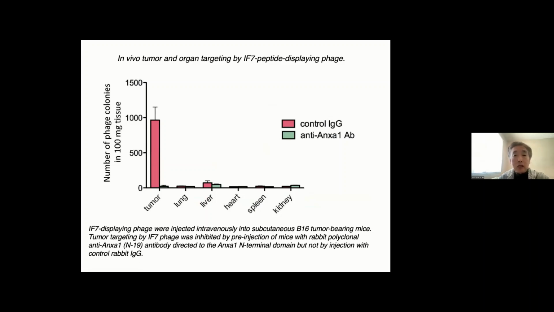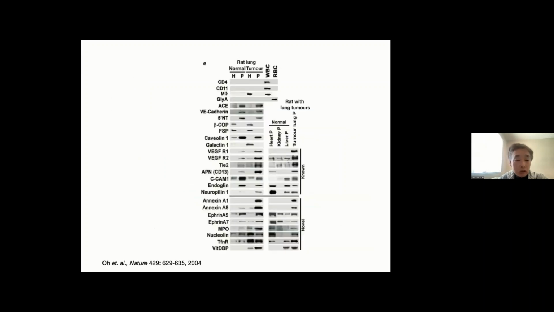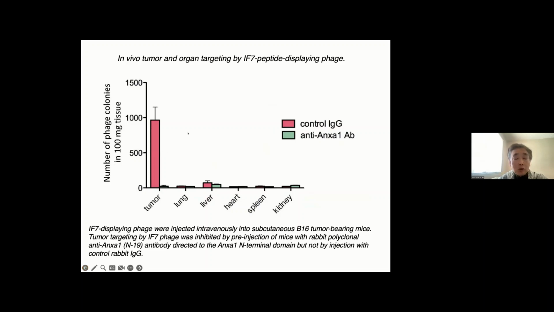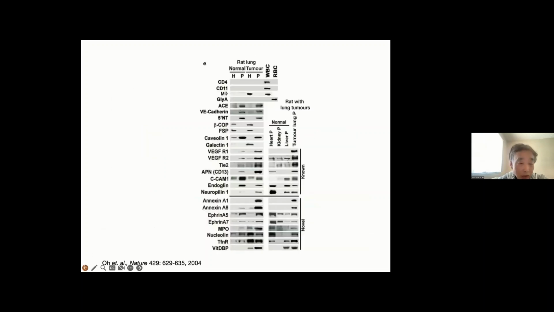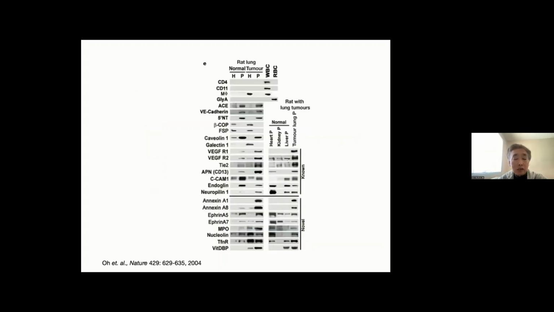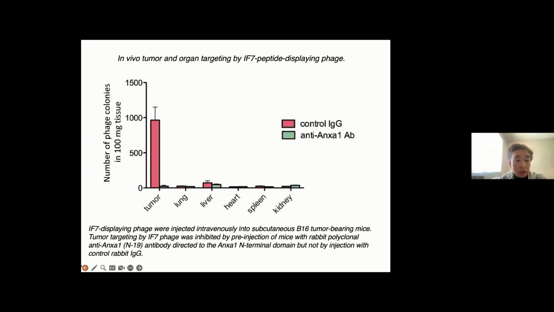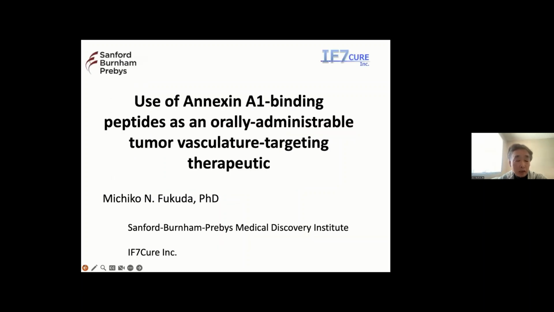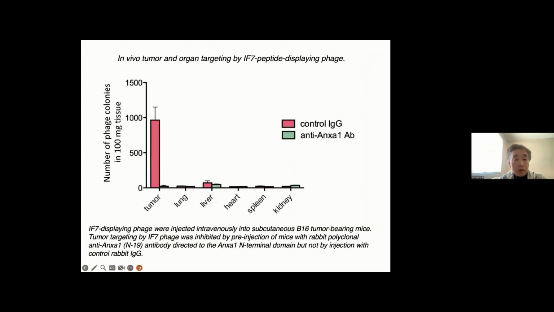IF7 peptide was screened from a phage short peptide library by selecting as a target, because at that time we thought selectin was a receptor of tumor cells, but that was wrong. But anyway, IF7 was screened.